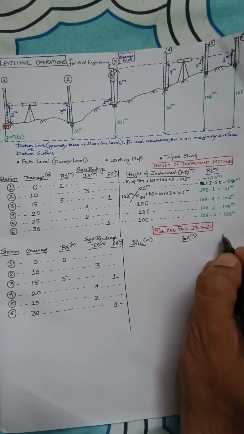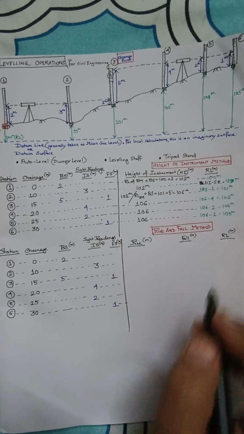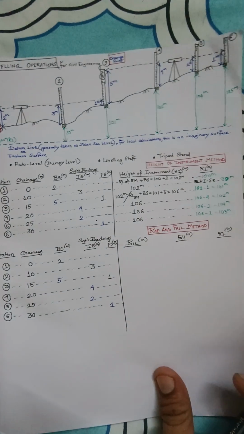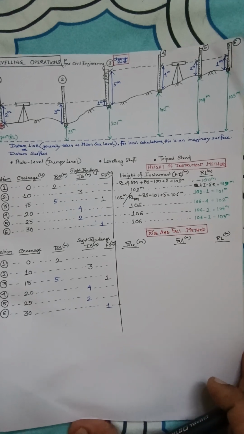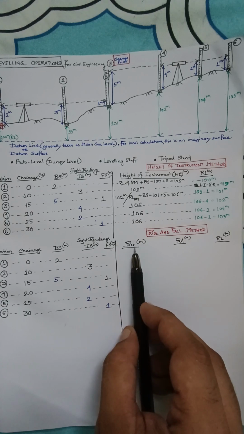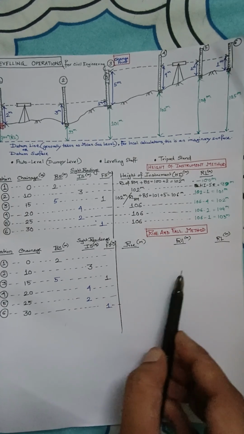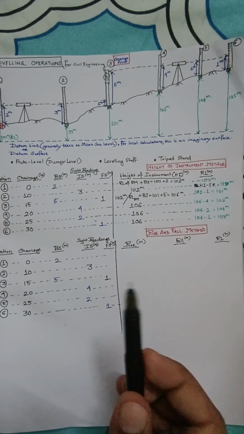Somewhere here I will write the fall, and then I'll write the RLs. It remains the same trick. The RL will be written in green color just to make sure what is happening. Whatever is in the rise will be added to the RL. Whatever we write on the fall will be subtracted from the RL. That's it. That's the only thing.